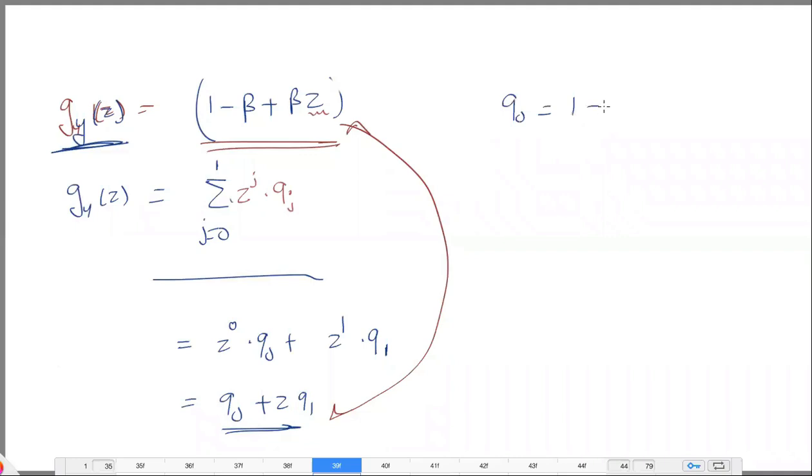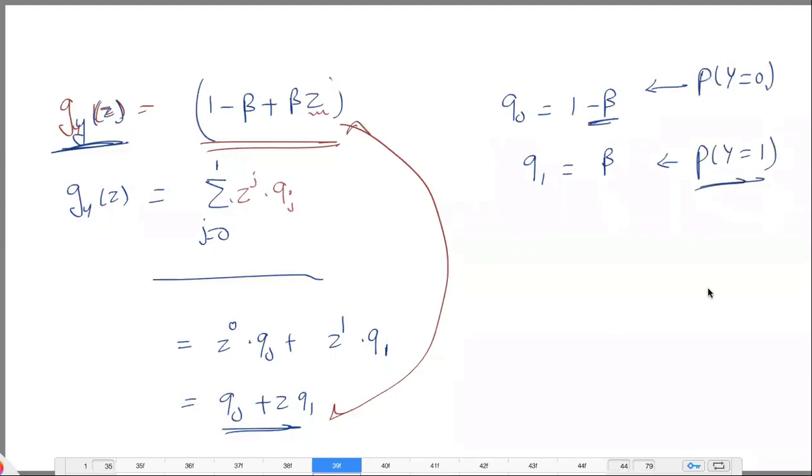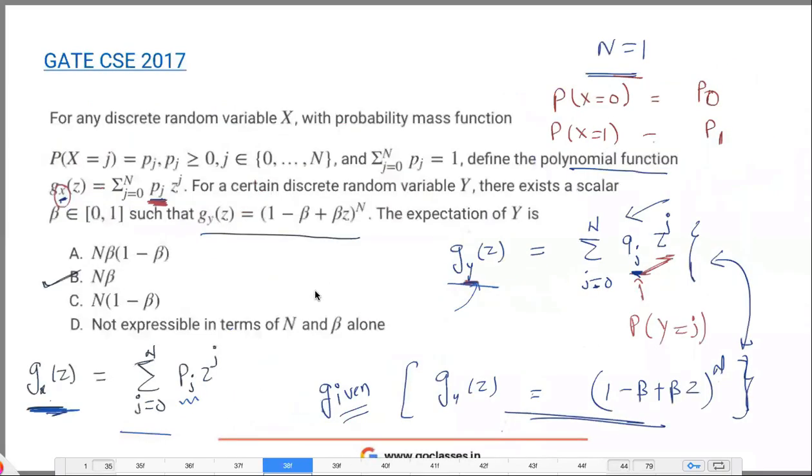q0 should be 1 minus beta and q1 should be beta only, right? Which means the probability that y can take 0 value is 1 minus beta, and for value 1, it is beta. If you sum this up, then this is 1. So now just find out the expectation of y, which is 0 into q0 plus 1 into q1, which is beta. So beta should be the answer. So for n equal to 1, wherever you are getting beta, I think only in option B we are getting beta.